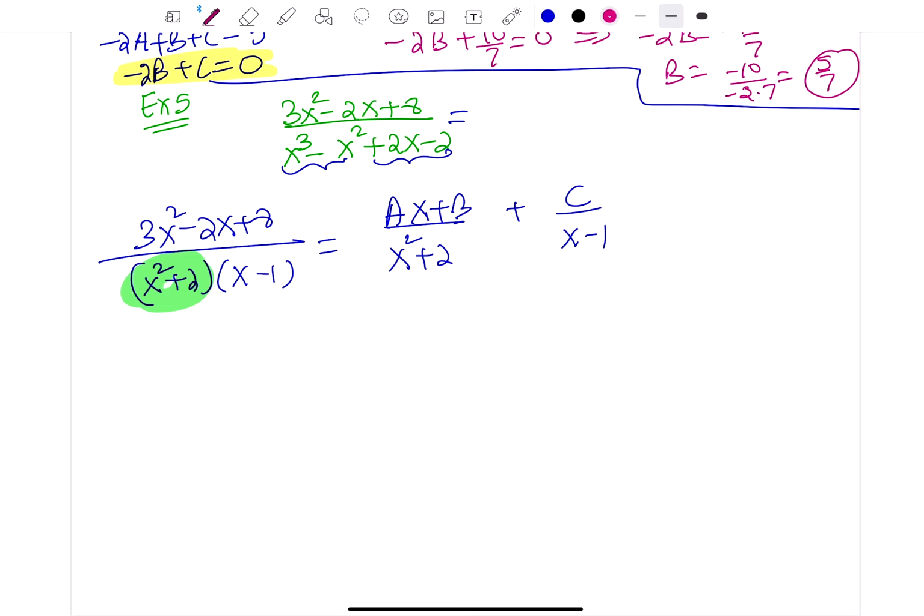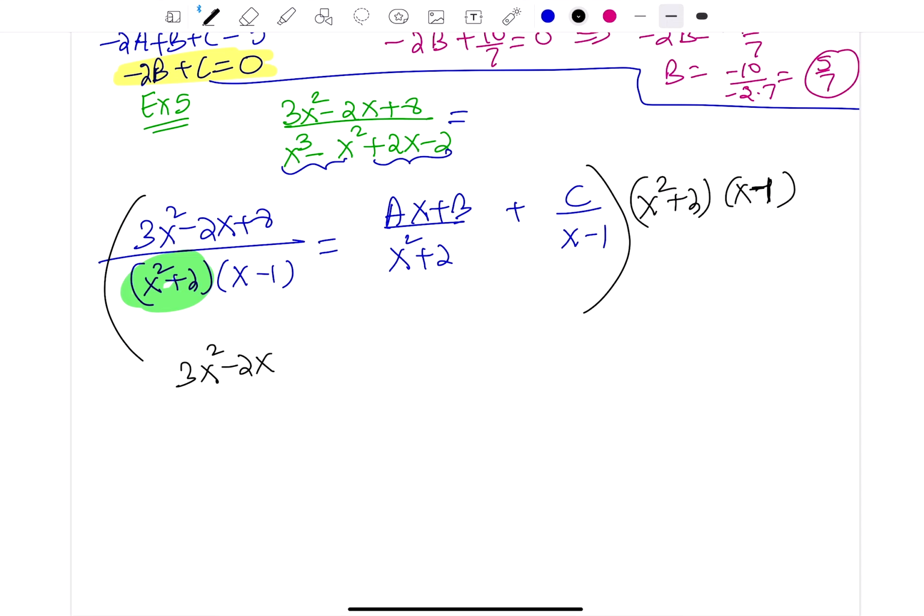Multiply both sides by the denominator, which is x squared plus 2 times x minus 1. That leaves us with 3x squared minus 2x plus 8 equals ax plus b times x minus 1 plus c times x squared plus 2. All right, we can do clever substitution here.